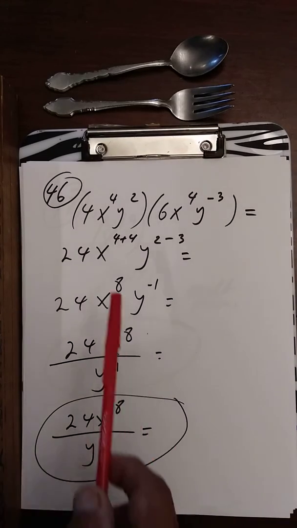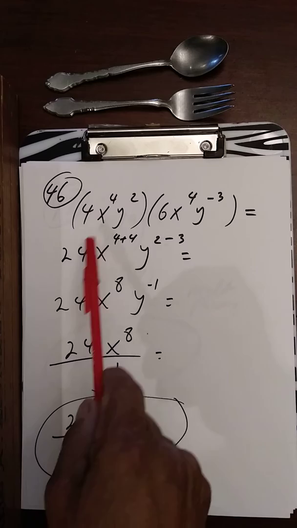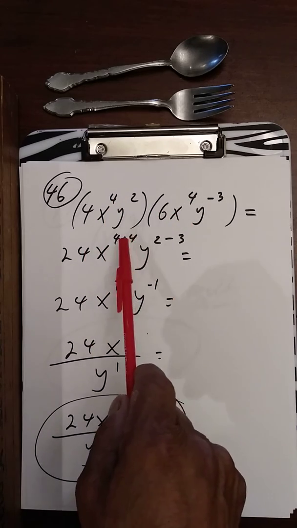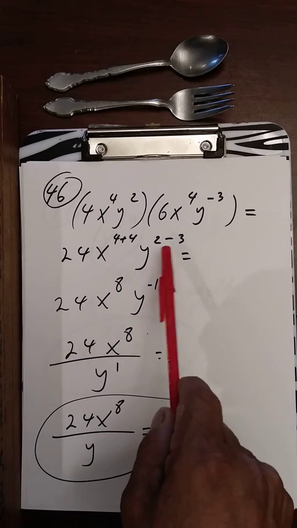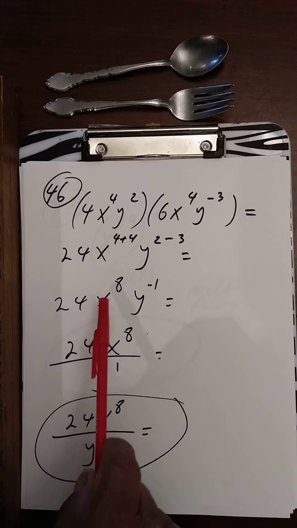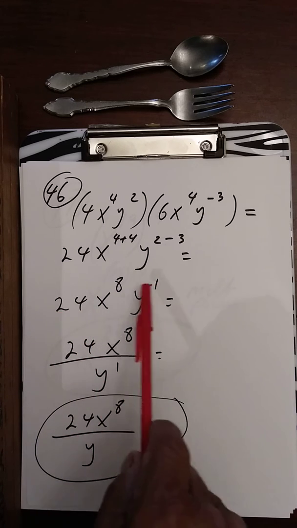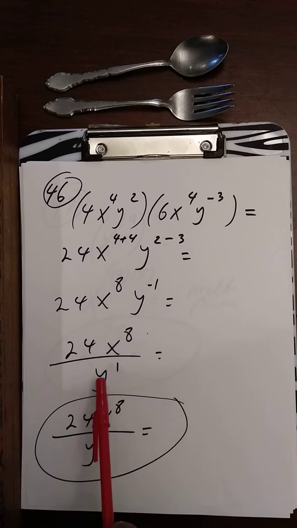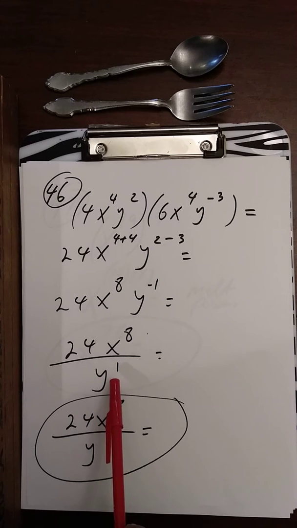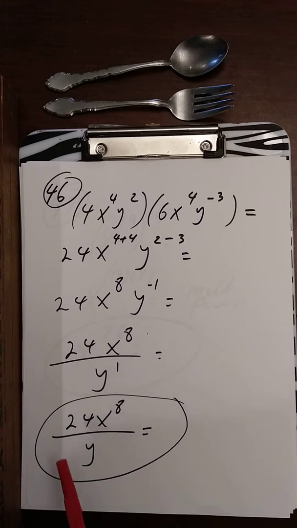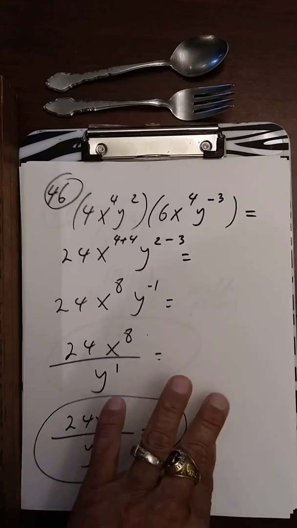Multiplication again. 4 times 6 is 24. X to the 4, x to the 4, add the powers. Y to the 2, y to the minus 3, add them up. So 24, x to the 8, y to the negative 1. But this is a negative 1 power. Rewrite it as 1 over y to the 1 power on the bottom, denominator, or just y. 24 x to the 8 over y.